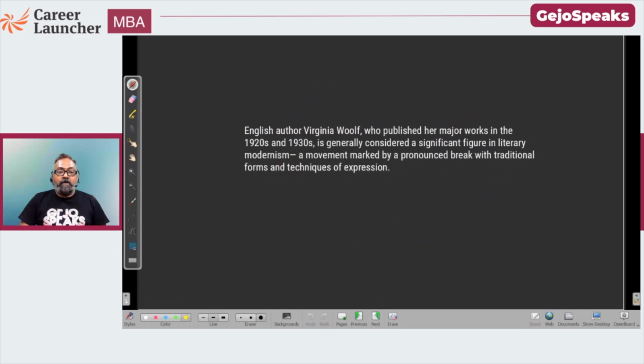Let's look at this one. Why don't you read this, put it in chunks, and tell me what is the key thing that the sentence is trying to tell us. Right? This is one chunk. It's talking about Virginia Woolf. Who is Virginia Woolf? English author. Fair enough. English author Virginia Woolf, and you've got these two commas. Who published her major works in the 1920s and 30s? A little bit of incidental information here. Is generally considered, you've got an action. What is she considered? A significant figure in literary modernism. All right, so then we have this thing called an em dash.